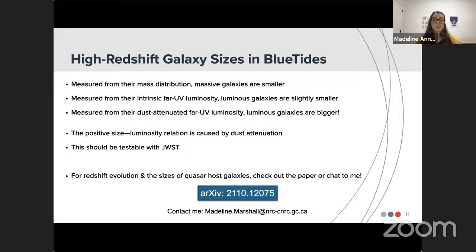And so this BlueTides prediction will be potentially testable with JWST very soon and will really help us understand what's actually going on at these high redshifts.